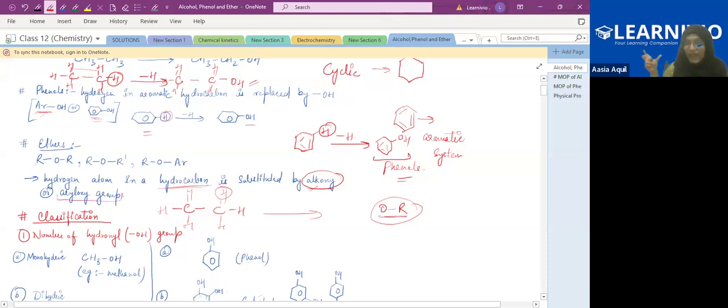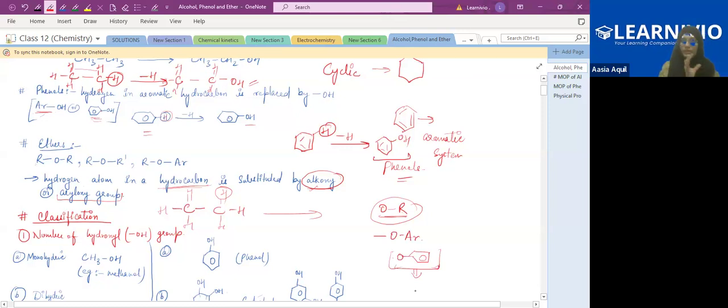And what is an aryloxy group? You know very well what aryl is. Aryl is your benzene. So any O attached to an aromatic ring, this is your aromatic ring and this is your O. This type of substituent or functional group is known as an aryloxy group.